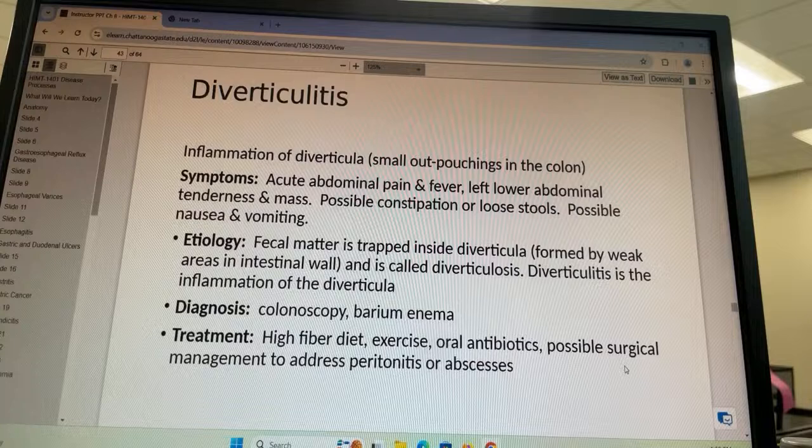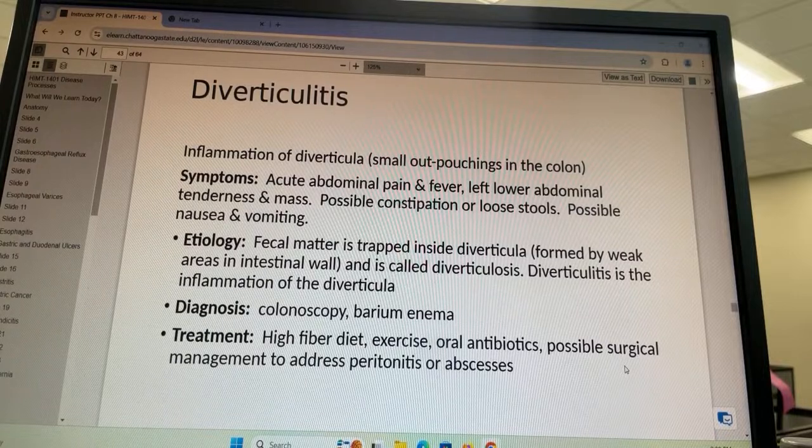Treatment for these, high fiber diet, because a lot of the times the diverticula are caused by poor eating habits. So high fiber is a good one. A lot of the times the weakening of the intestinal wall is related to constant constipation. People who are constantly constipated and straining, that weakens the wall of the colon from that constant pressure and straining. So having high fiber will help people not be constipated. Exercise also gets the bowels moving better.